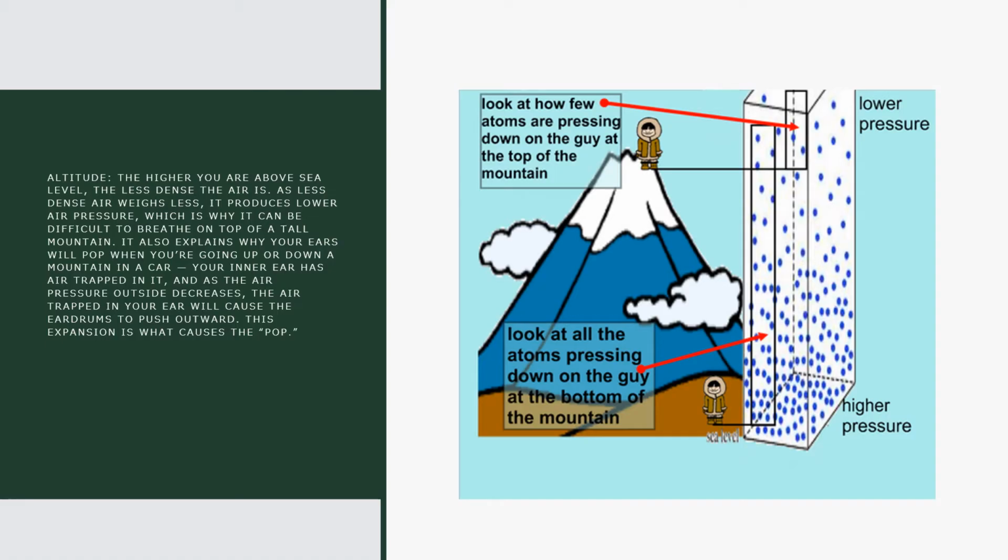Altitude. The higher you are above sea level, the less dense the air is. As less dense air weighs less, it produces lower air pressure, which is why it can be difficult to breathe on top of a tall mountain. It also explains why your ears will pop when you're going up or down a mountain in a car.